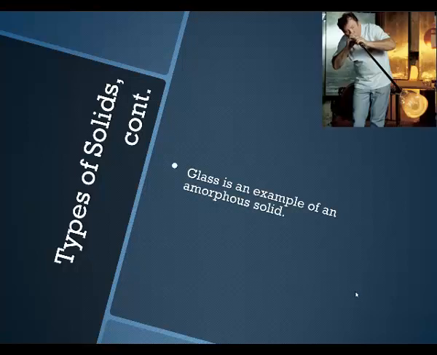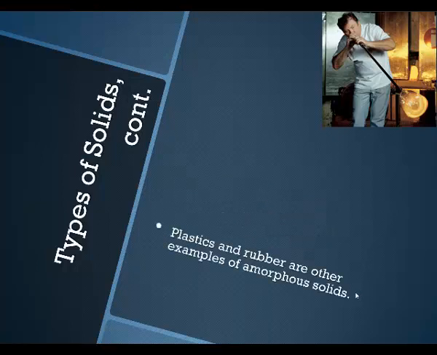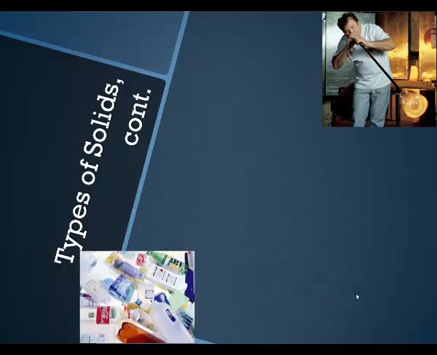So glass blowers can heat glass up, and it doesn't completely melt. It basically just gets softer and softer. Plastics and rubber are other examples of amorphous solids. Plastic is one thing that we produce a lot of, and if plastics would melt, then we would not be able to create the different shapes that we create with plastics.